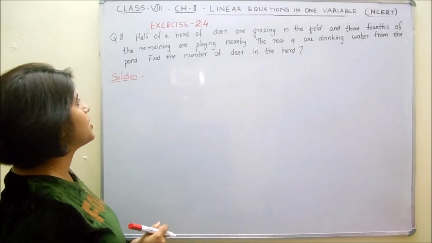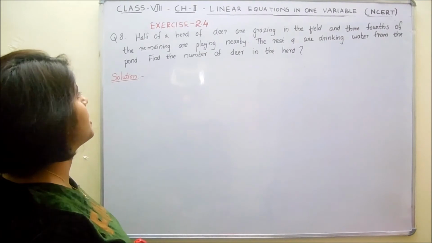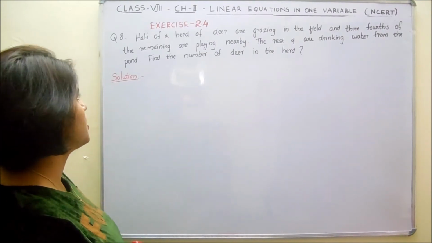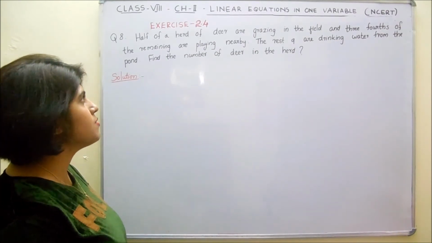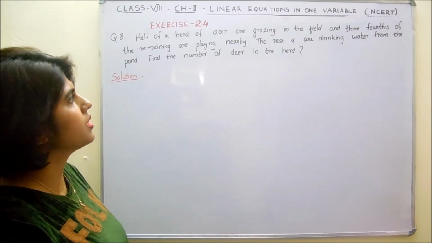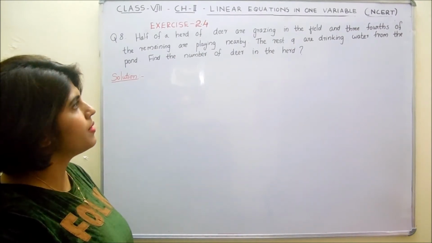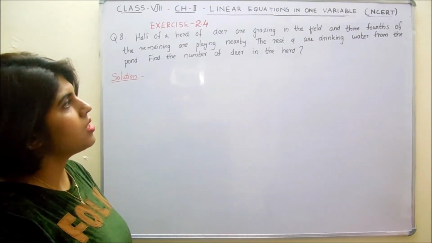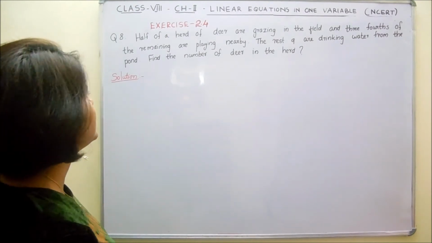Coming to the 8th question, half of a herd of deer are grazing in the fields and 3/4 of the remaining are playing nearby. The rest 9 are drinking water from the pond. Find the number of deer in the herd. So we have to find total number of deer in the herd. What all the facts are given? Half of a herd of deer are grazing in the field, 3/4 of the remaining are playing, and 9 are drinking water. Right?